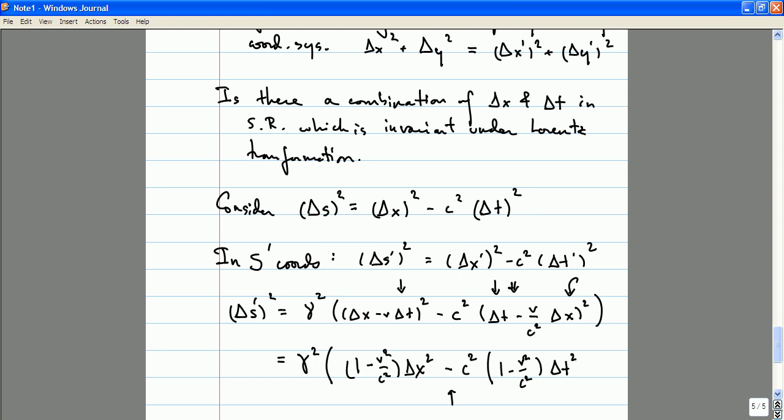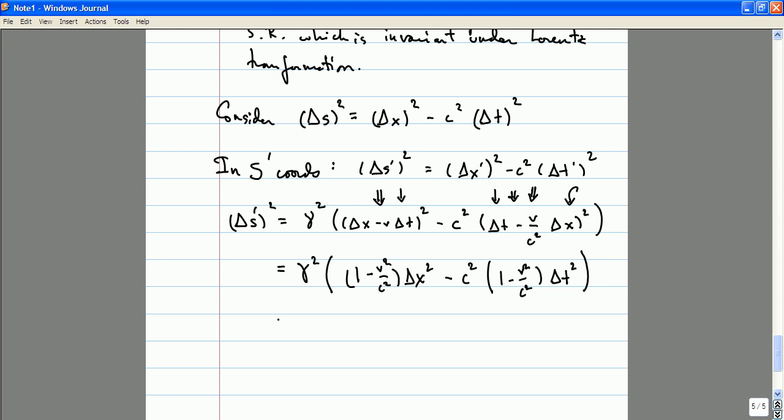And then let's look at the delta t, delta x cross term. From the first term, you get a minus twice v times delta x delta t. And from the second term, you get plus twice v times delta x delta t. So they cancel. And if we remember the definition of gamma as 1 over the square root of 1 minus v squared over c squared, then gamma squared cancels the coefficients of delta x squared and delta t squared. So we see that this is delta x squared minus c squared delta t squared, or it's just delta s squared.